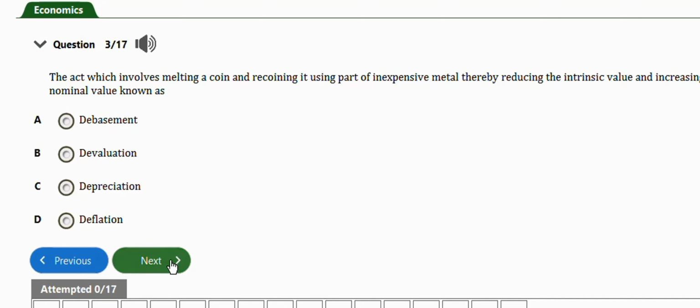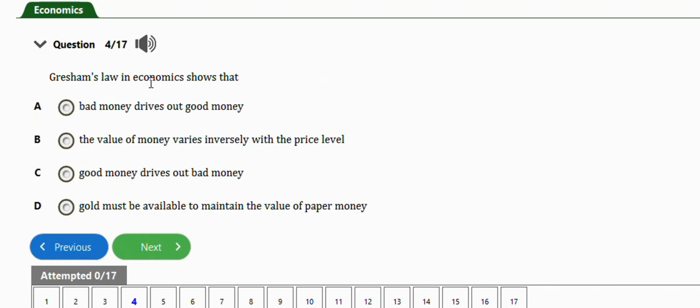Next question is this one. It says Graham's law in economics shows that bad money drives out good money. The value of money varies inversely with the price level. Good money drives out bad money. Gold must be available to maintain the value of paper money. The right answer is that Graham's law in economics shows that bad money drives out good money. Option A, very important.